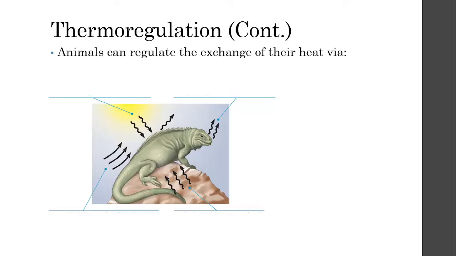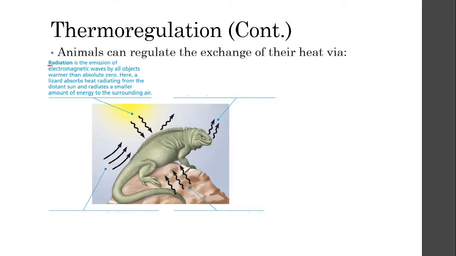So we talk a lot about our ectotherms. Ectotherms regulate their heat via their environment. So how can they actually regulate their heat via the environment? There are four ways. The first one is via radiation.